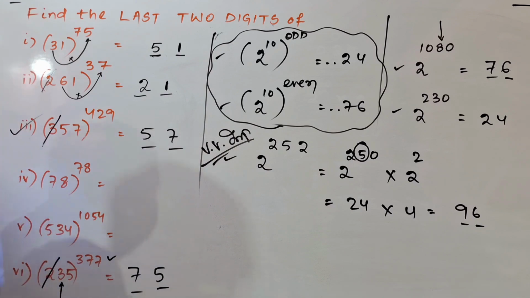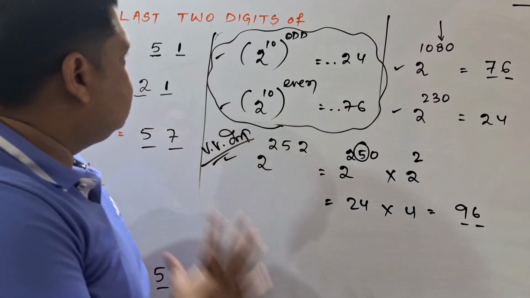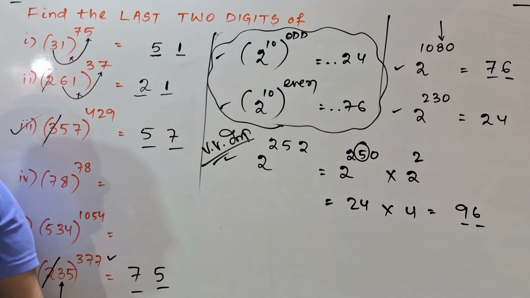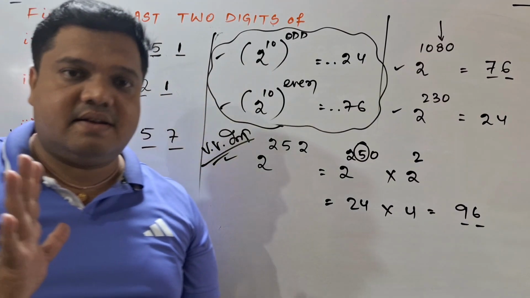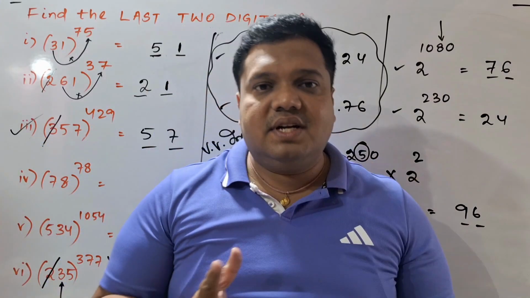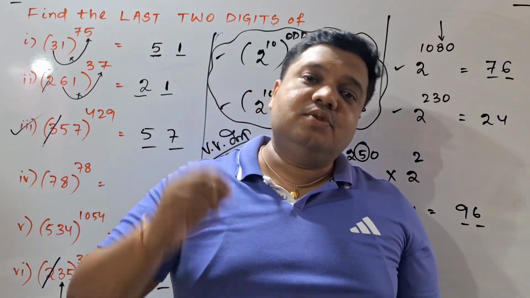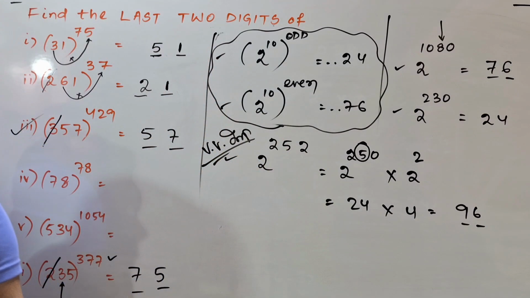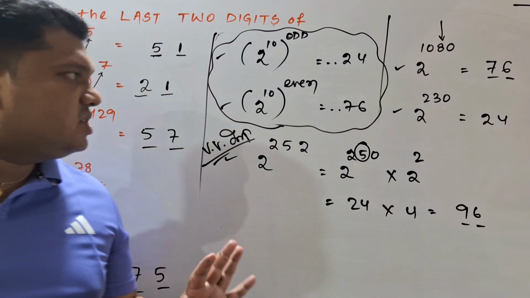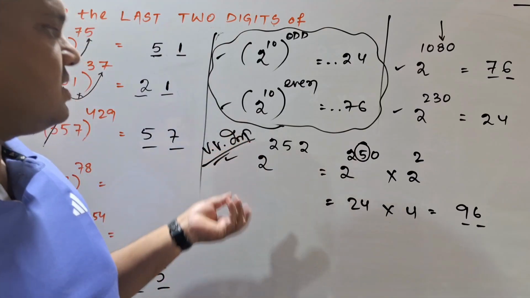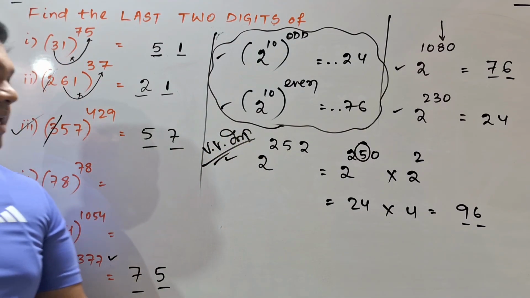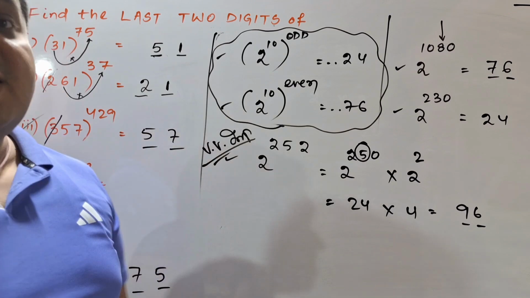Important: last 2 digits. Nowadays in many exams they ask this type of question. This concept is very, very important. There are no specific formulas to handle last 2 digits. You have to do this calculation. You need practice, and there is nothing else here. It's all about counting, just counting, no logic. The more you practice, the more easily you can handle last 2 digits.